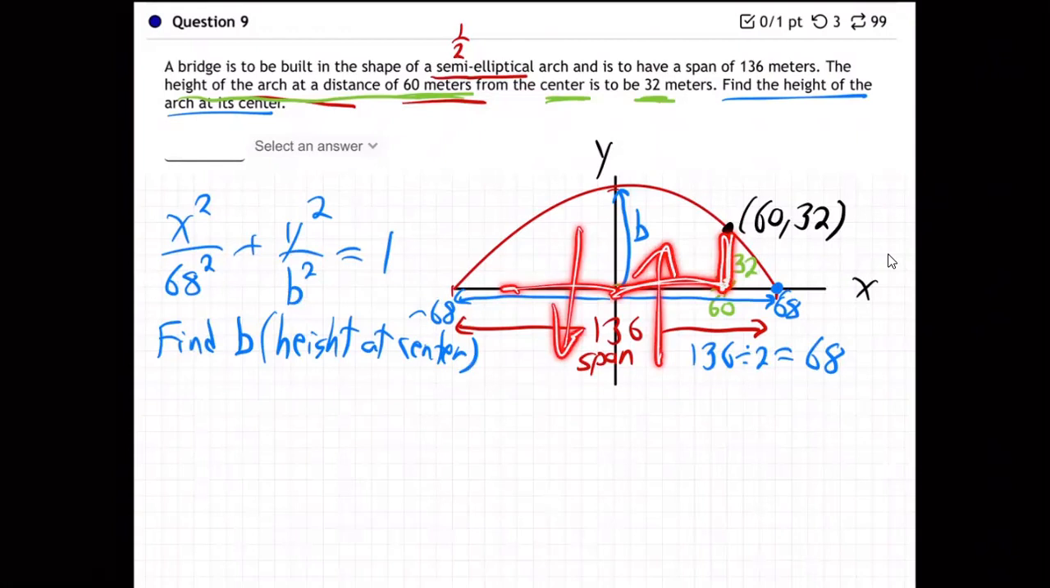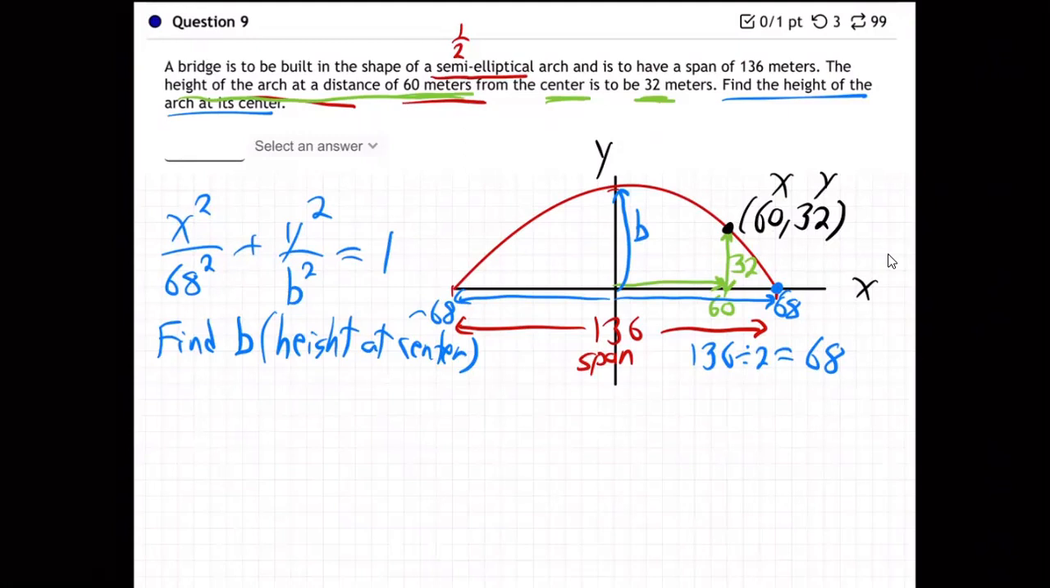So that means this point right here, over 60, up 32, has to be an XY point that is on the ellipse. And what does it mean if you're on any graph at any time? That means your X and Y plugged in make the equation true. That's the membership requirement, right?